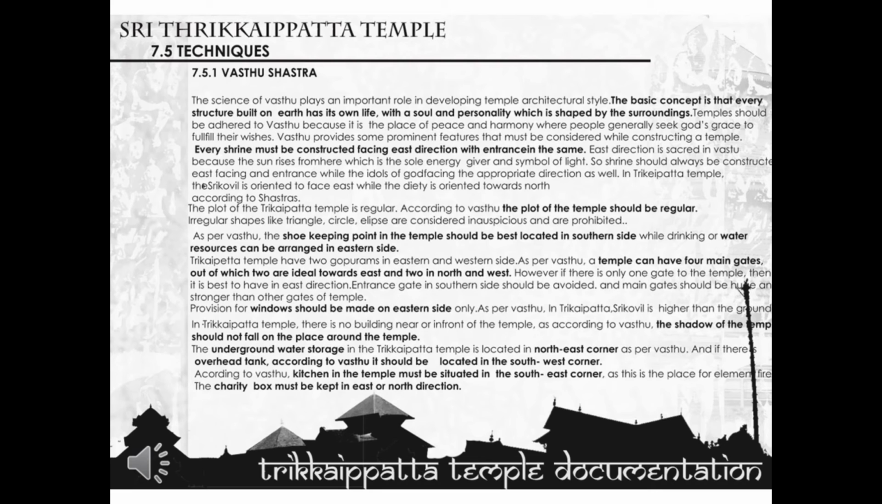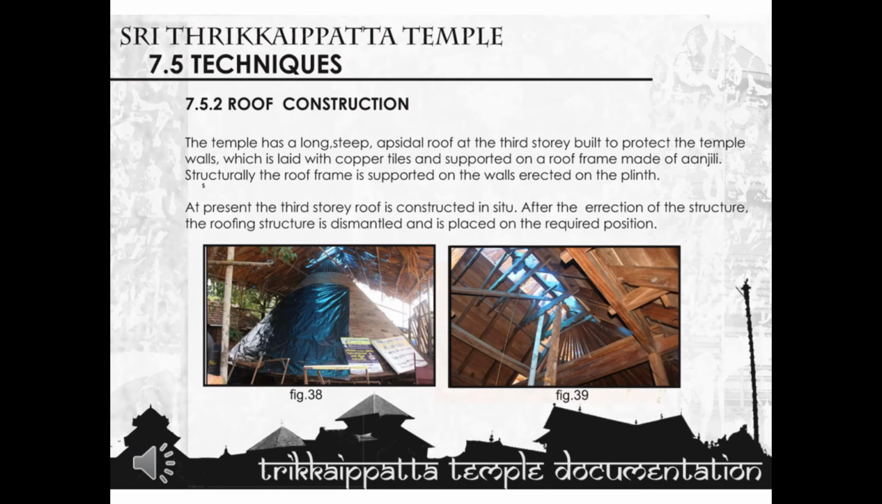Also, according to Vastu, the kitchen in the temple must be situated in the southeast corner, as this is the place for the element fire. The charity box must be kept in the east or northern direction.